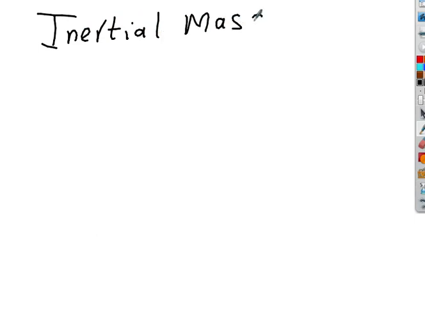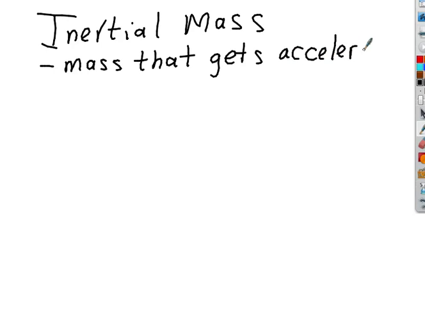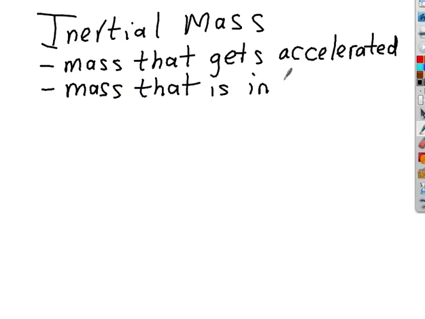Inertial mass is the one that's a little bit more tricky, and probably more difficult to actually measure in the lab, but we have a formula for it. Inertial mass, the definition would be basically the mass that gets accelerated. As I usually say to everybody, it's the mass that is in motion. Now, technically, it doesn't have to be, but that's usually the way we're going to figure out how much it is.